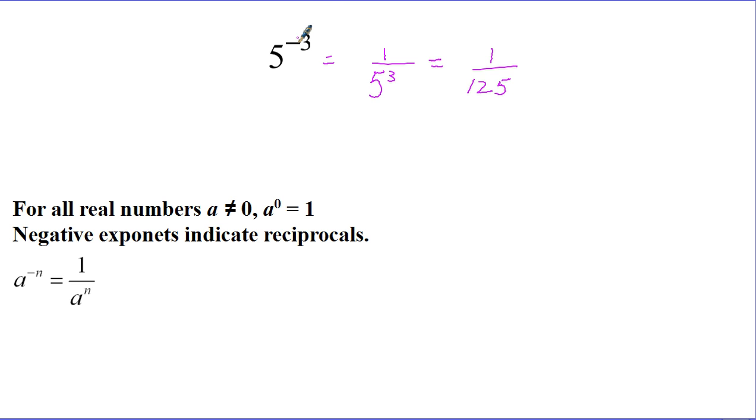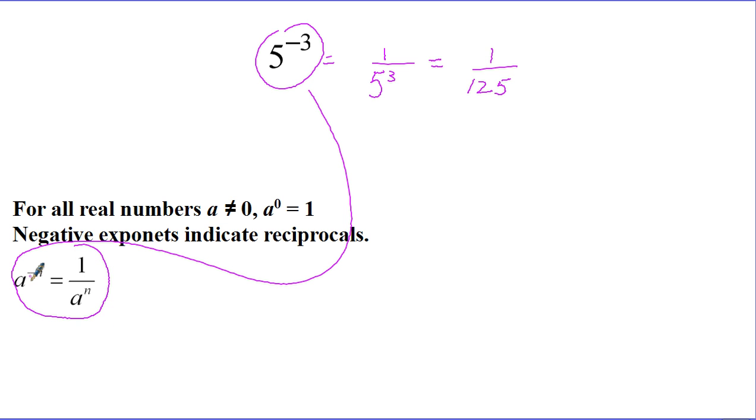The real key to notice is that this is an exact rendering of this rule here, that a negative exponent means simply that it's in the bottom of the fraction. So that's just 3 factors of 5 in the bottom of the fraction. Problem over.